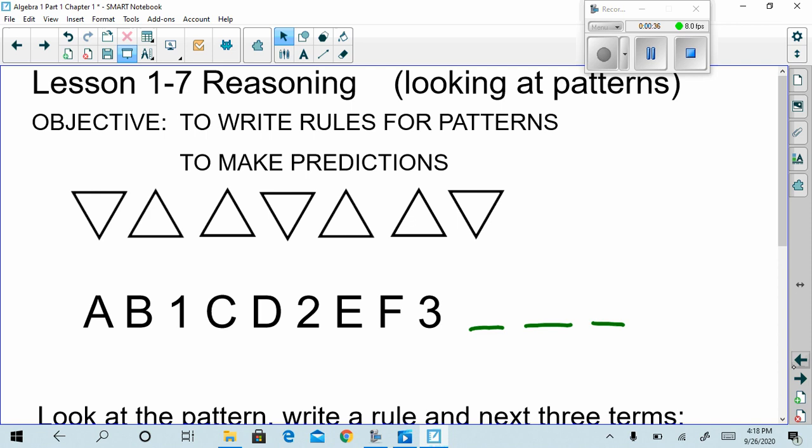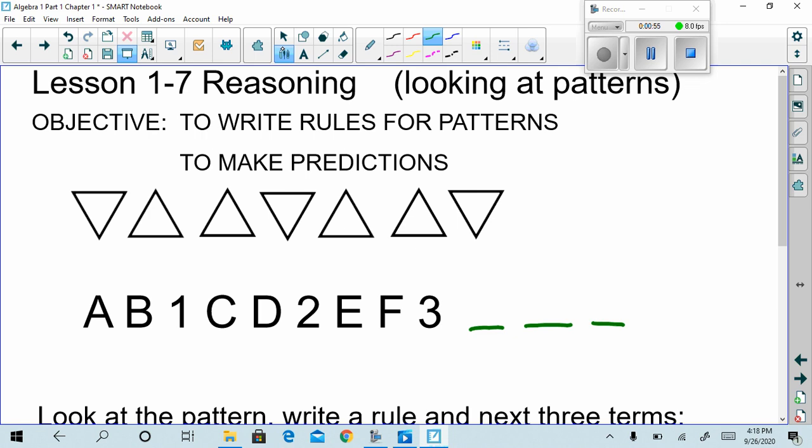We're going to be looking at lesson 1-7, which is about reasoning, and we're initially going to be looking for patterns. Our goal is to write rules for the patterns and to make predictions as to the next terms in that pattern. Looking at our first one, I just decided to start one that had just shapes in it.